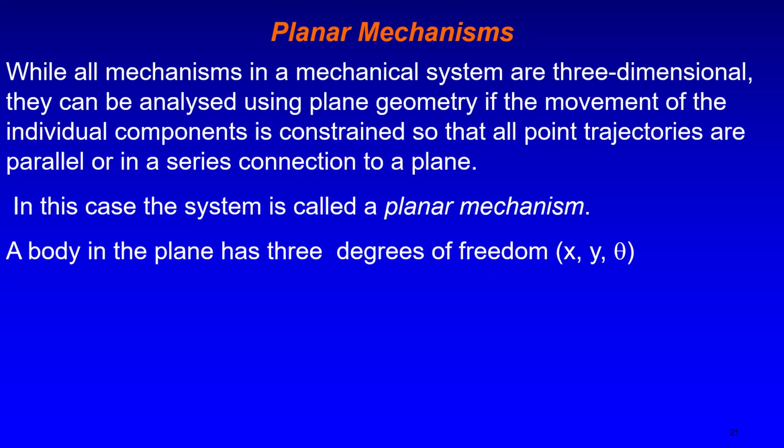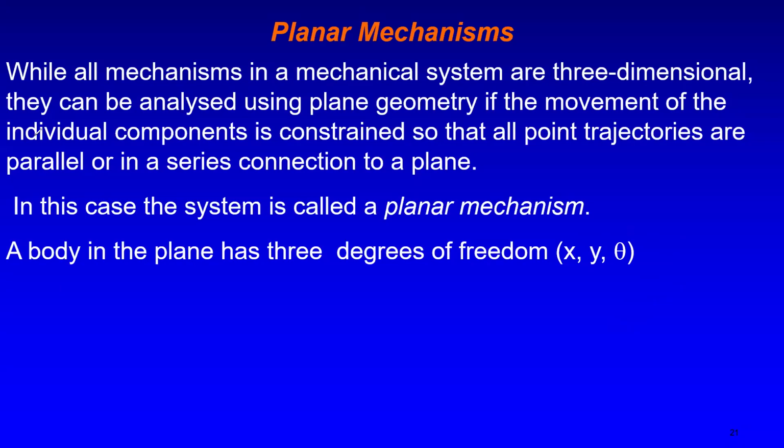So if the movements of each individual are constrained, so that all the trajectories or the motions that are being described are parallel, are in series, then that is called a planar mechanism. So a body in the plane has 3 degrees of freedom, right? It can move in the X direction, it can move in the Y direction, but it can also move at a given angle, which is theta, right? So now that is what we are trying to describe, okay?